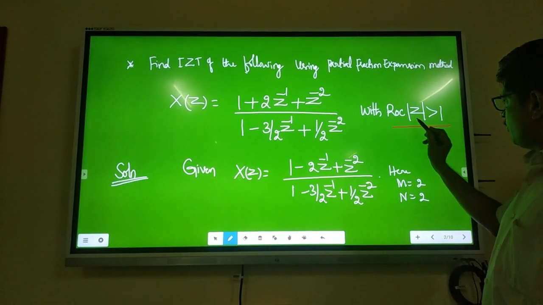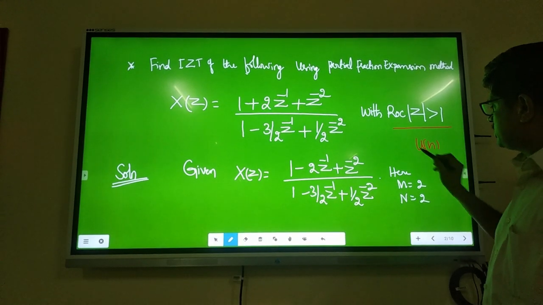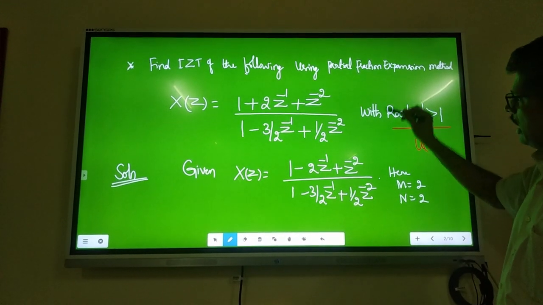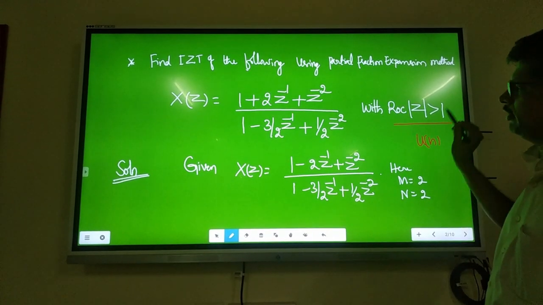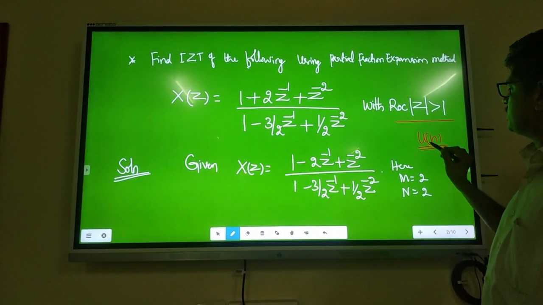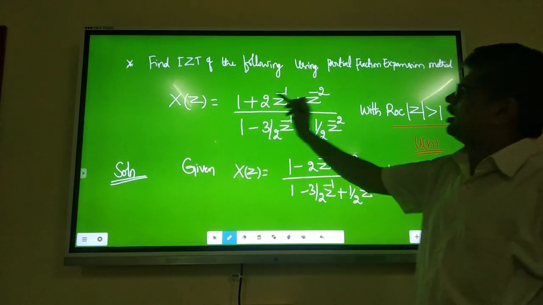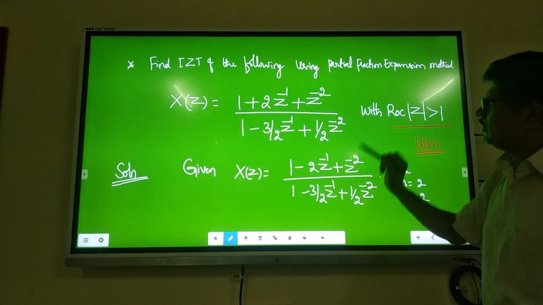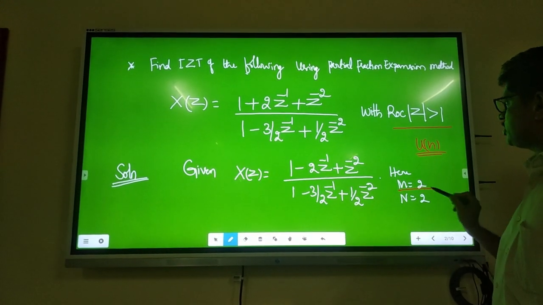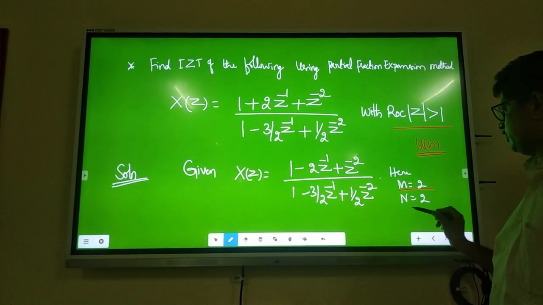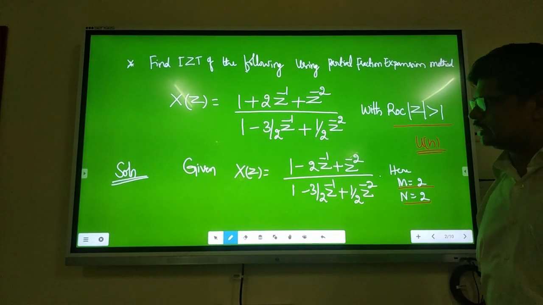Now by looking at it, ROC mod Z greater than 1 means it is a right-sided sequence. That means the region of convergence exists outside the circle of radius 1. That means you will get a right-sided sequence in the end. At first look you will know this. Now here, see the powers of m and n. For example, m is 2, n is 2. Here m is 2 because z power minus 2 is the maximum. N is 2. Therefore, I have to do the long division method.